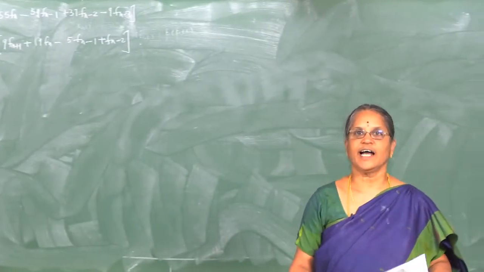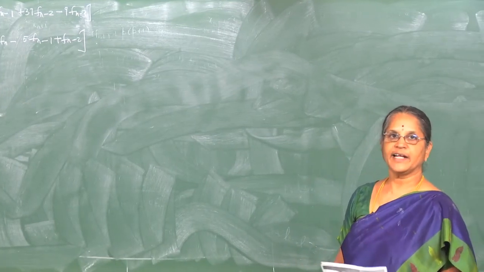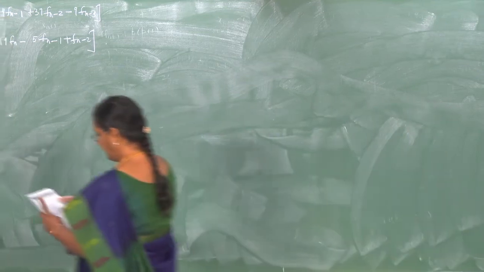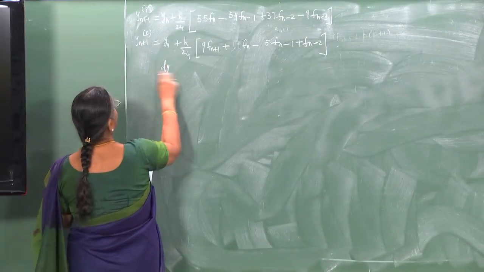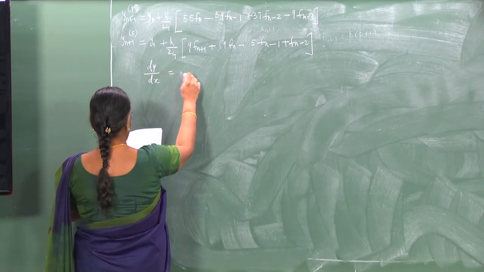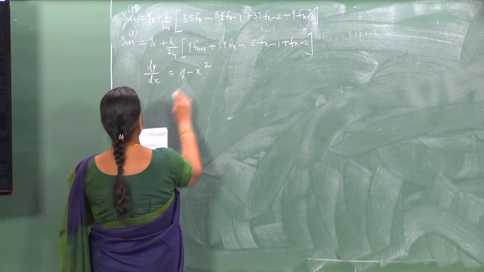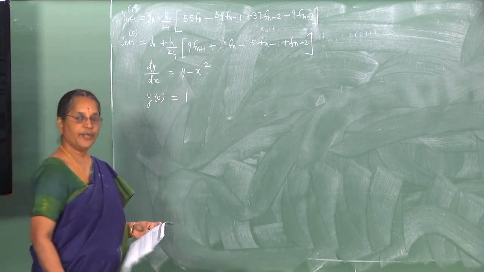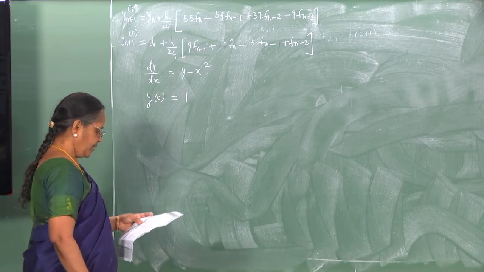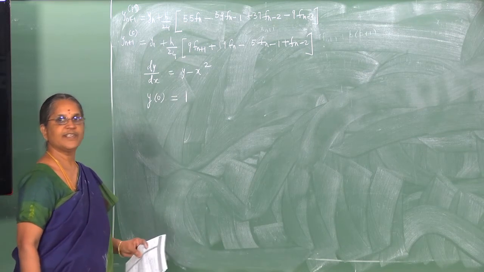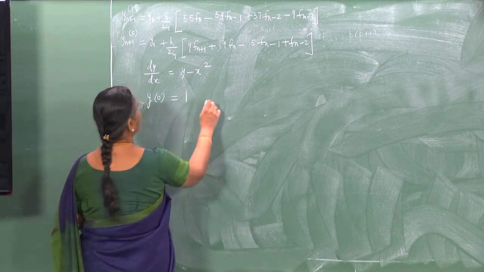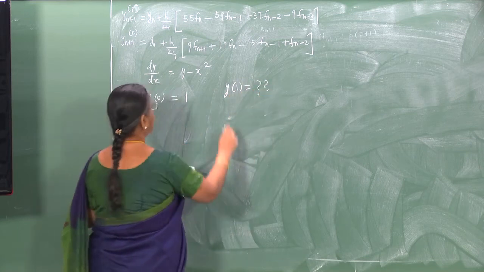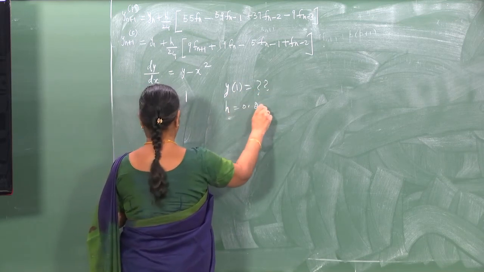Let us illustrate the Adams-Moulton predictor-corrector method for solving a differential equation. Consider the differential equation dy by dx is equal to y minus x square, and the information given to you is y of 0 equal to 1. The question is, find the solution of this initial value problem at x is equal to 1 by taking step size as 0.2.